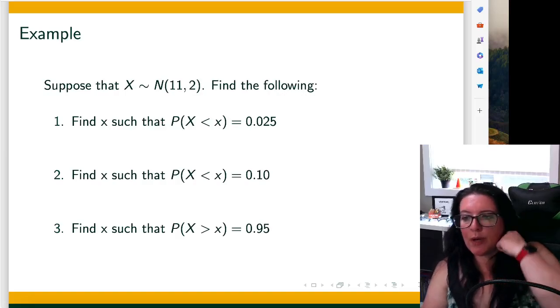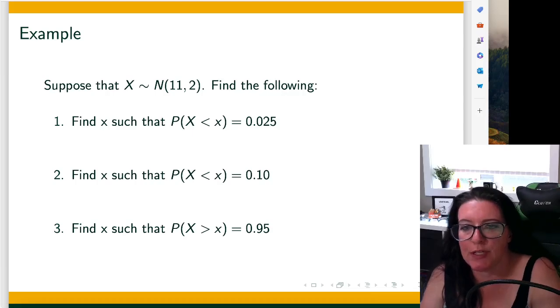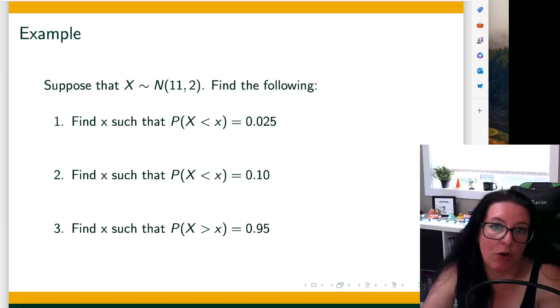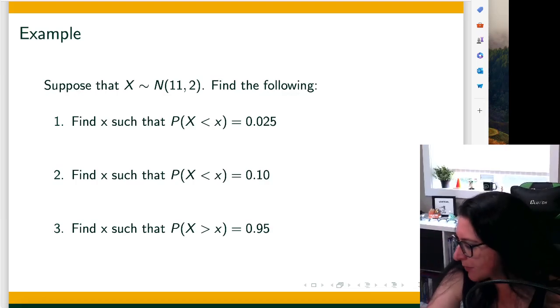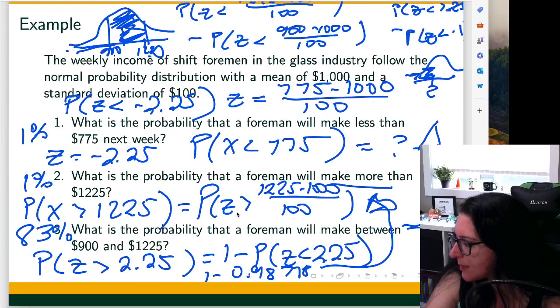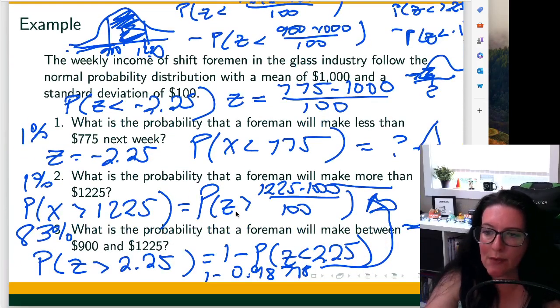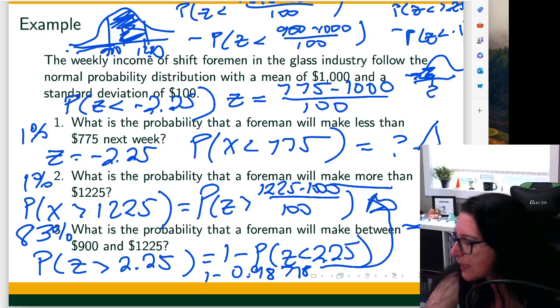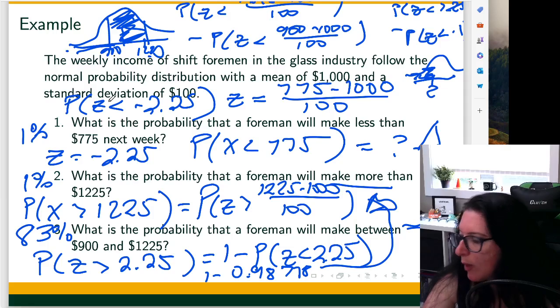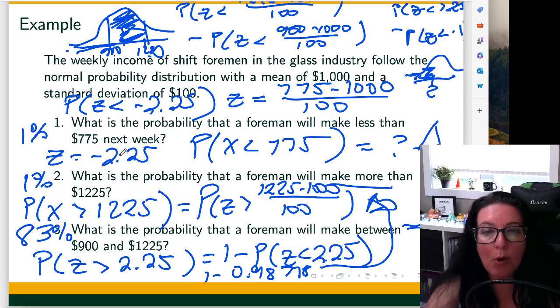In our previous video, we were using the normal distribution to figure out the probability that x was less than, greater than, or in between certain numbers. So you'll recall, just scroll back a second here, we looked at what's the probability a foreman will make less than 775, more than 1225, or in between 900 and 1225. And we looked at how to use the standard normal table to do that, and we looked at how to do that in Excel. Well, what if you already know the probability and you want to find the other number?